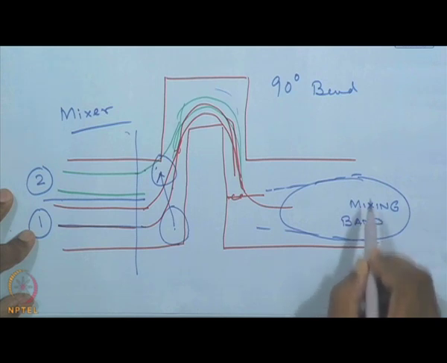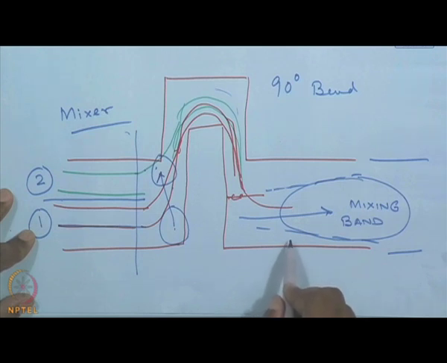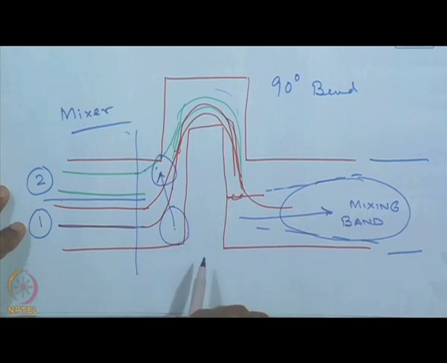Over here at the exit from the 90-degree bend, we are going to get a mixing band which will propagate as we move along, and very good mixing can be obtained utilizing a 90-degree bend in a microchannel. That is one of the principal ways to mix two fluids at the microscale, because we know how to mix two fluids in the bulk, but how do we mix two fluids which are at microscale and flowing side by side?